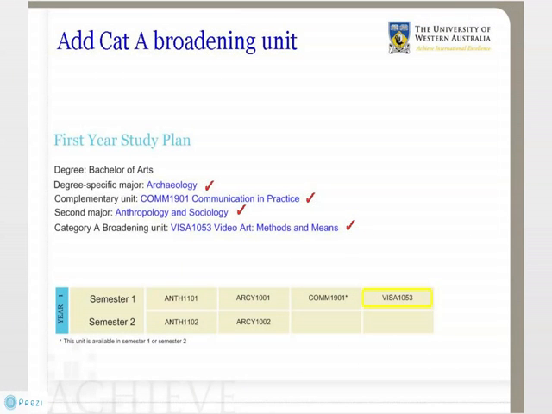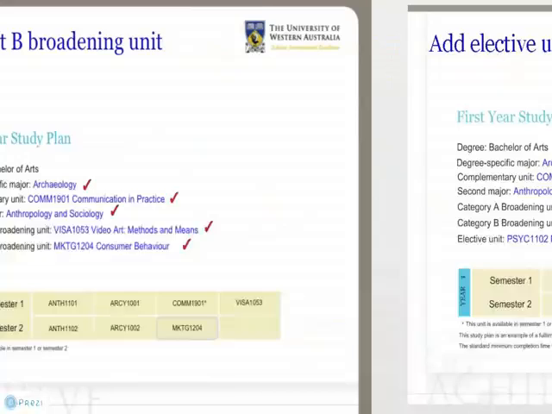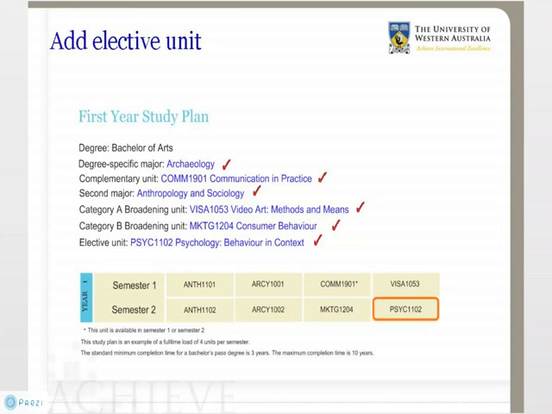I'm going to put in a Category A unit first, which is Visa 1053, Video Art, Methods and Means, because it looks interesting and I think it might be useful in my archaeology studies. Sure. I'll also put in a Category B broadening unit. That's Marketing 1204, Consumer Behavior. I think this could really work well with my anthropology units. Okay. And then the elective, Psych 1102, Behavior in Context, because it looks interesting. And it also deals with human behavior. It will fit in well with my anthropology and my marketing elective too. Great. That looks like a pretty good plan. In the next chapter, we'll look at another example and also have a look at some first year study plans that are great for keeping your options open.